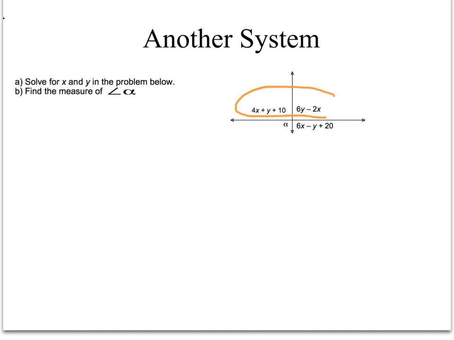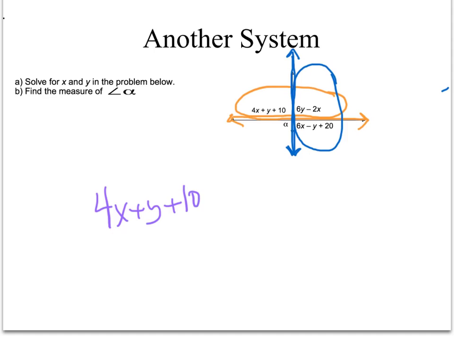The first equation, I could add up those 2 angles to equal 180 degrees because this is a straight line. The second equation, I could actually add up these 2 angles to equal 180 because this line is also a straight line, 180 degrees. The third equation I could write would be 4x plus y plus 10 equals 6x minus y plus 20, because this angle here and this angle here are vertical angles.